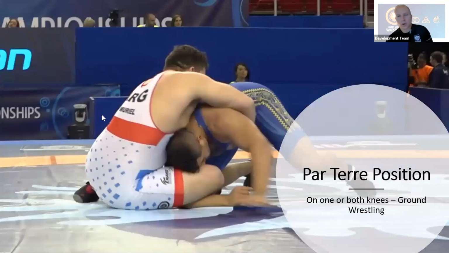The next one is par terre position. Par terre position really is just ground wrestling. This is where wrestling is occurring on the mat, and that's either on one or both knees. In this particular picture, blue made a leg attack. Now red and blue are both down on the mat. Red is sitting down. This is considered par terre wrestling. So anytime there is ground wrestling, we refer to that as par terre.